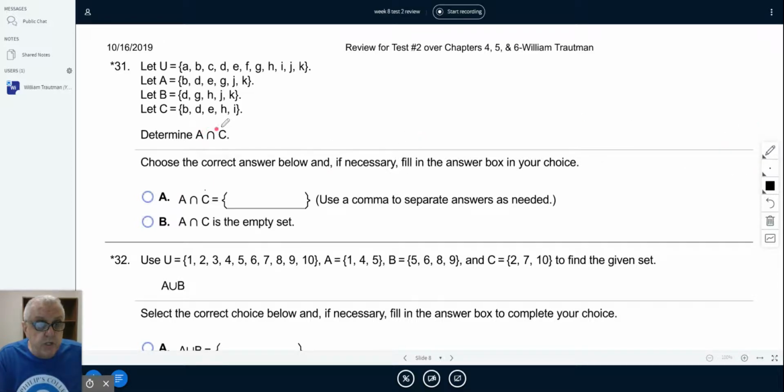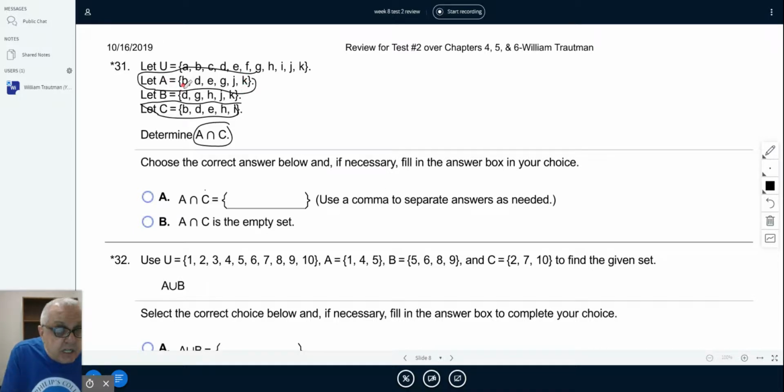Here we want to do A intersect C. What's in common with A and C? So we don't care about all the other distractions, all these other letters. We're only looking at A and C.